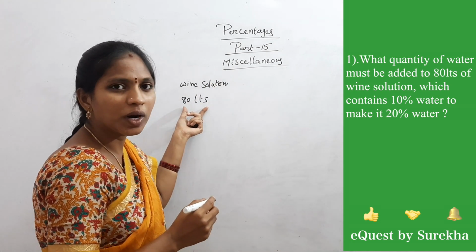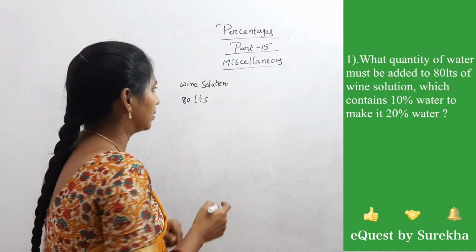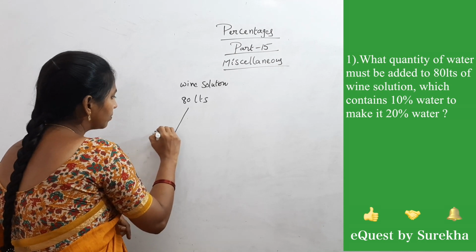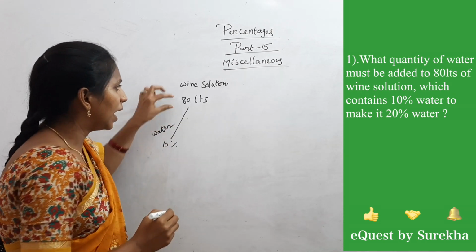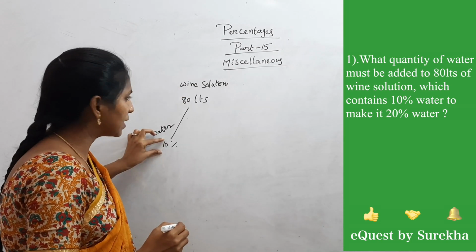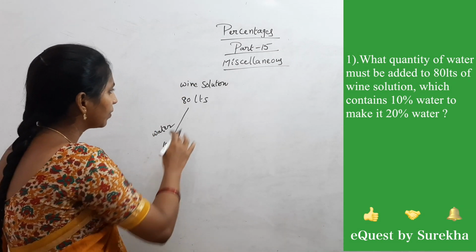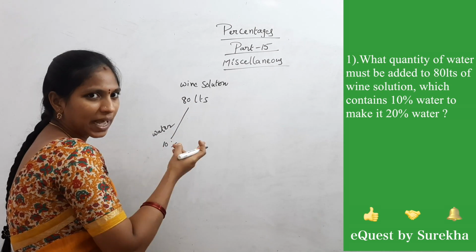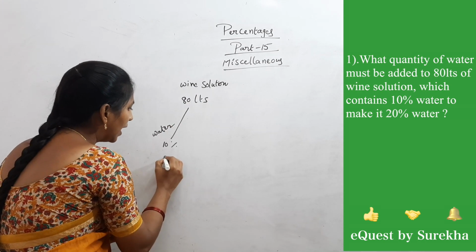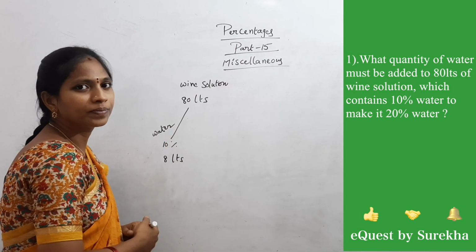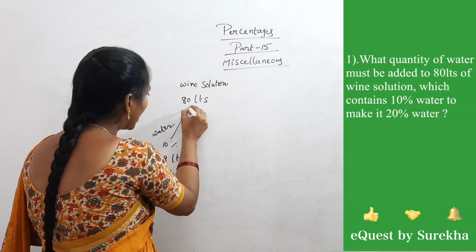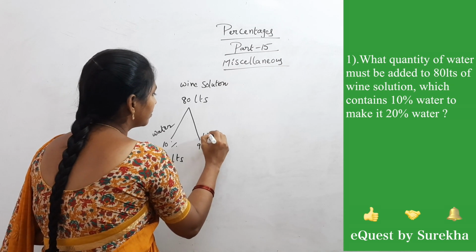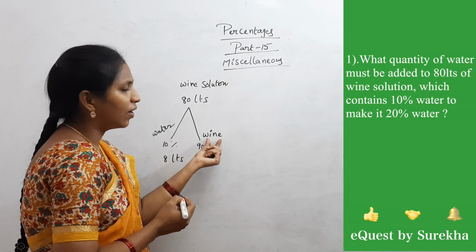It contains how much water? 10% of water. 80 liters of 10%. How many liters? 80 into 10%, 0 and percentage gets cancelled. So 8 liters of water. And remaining 90% is pure wine.